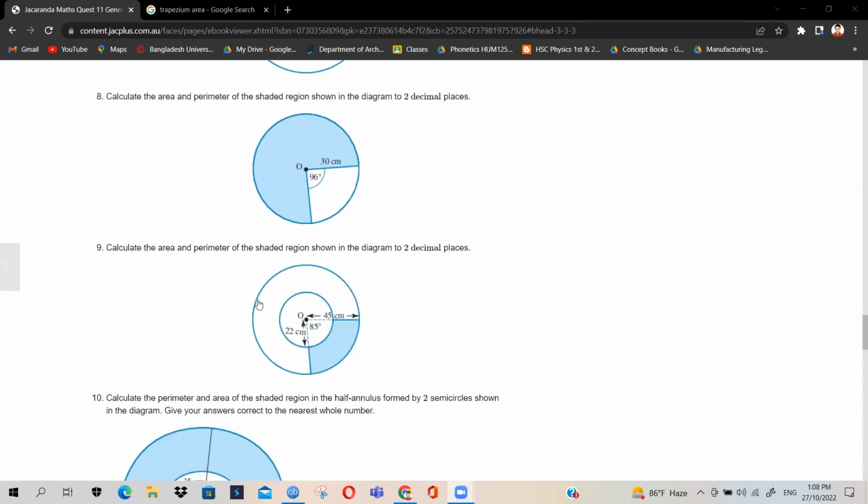Calculate the area and perimeter of the shaded region shown in the diagram to two decimal places. Actually, let's test you. Let's see what you do here. I'm giving you 5 minutes to solve this. It's very interesting math. You'll be able to do that. Trying to figure out what the figure is trying to interpret. Then it should be very easy.